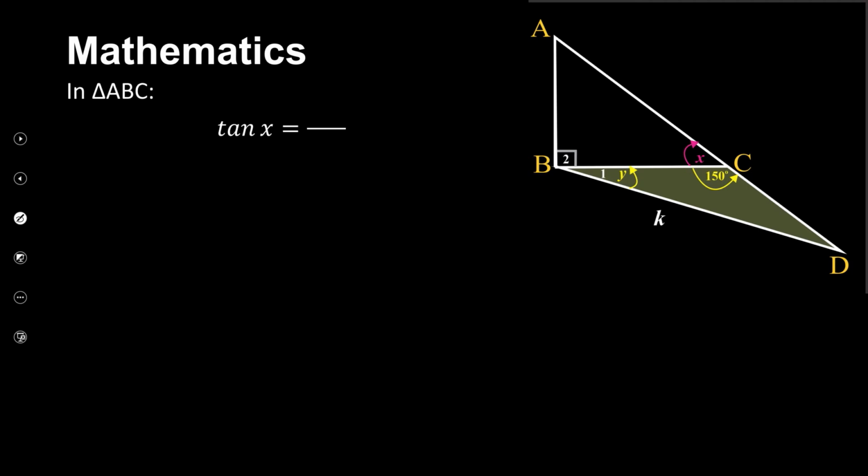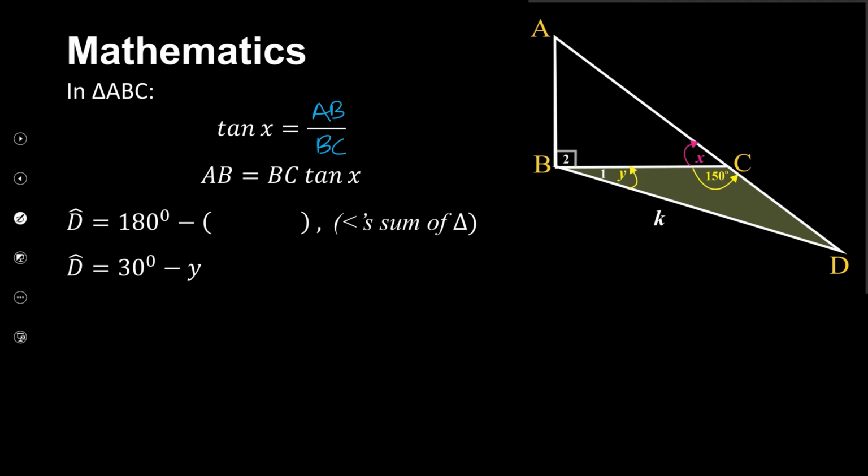Okay, in triangle ABC, we said tan of X is equal to AB over BC. So rearranging that, AB is equal to BC times tan of X. And then we're now going to find our angles like we said. So D, this angle here, will equal 180 minus 150 minus y. So basically, angle D is going to equal 30 minus y. So now we know that this angle is 30 degrees minus y.